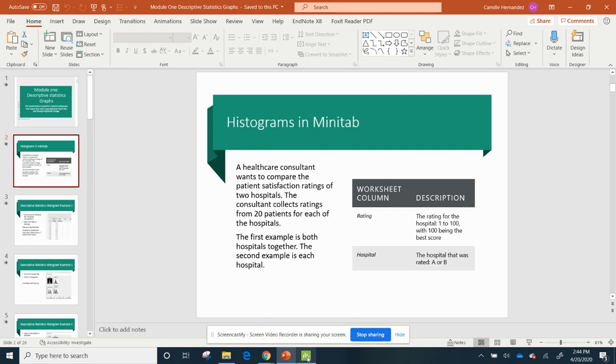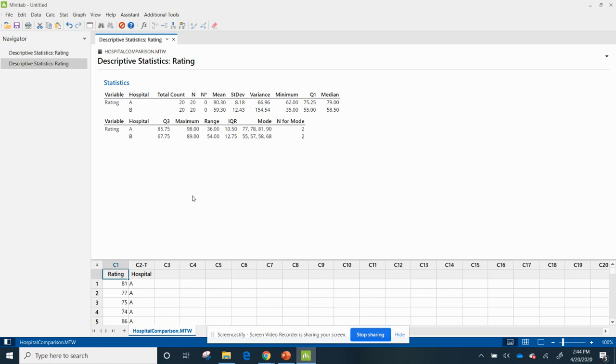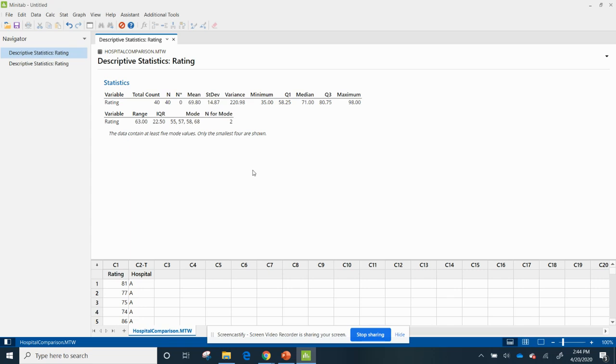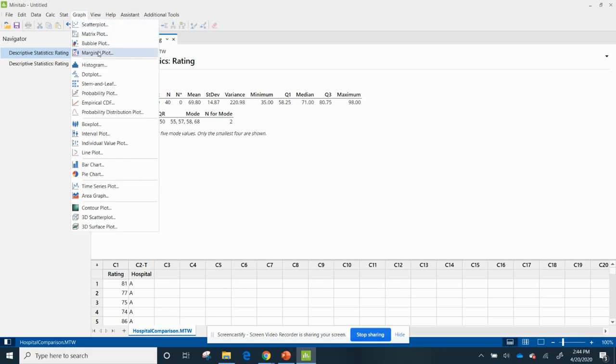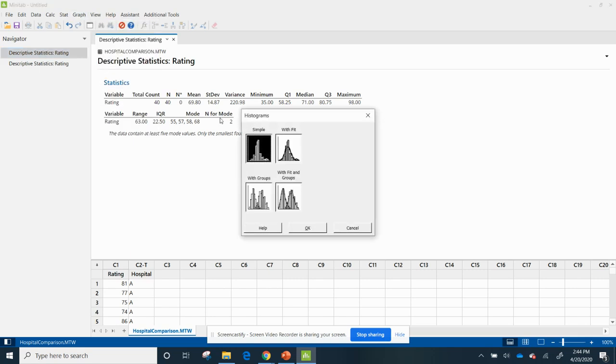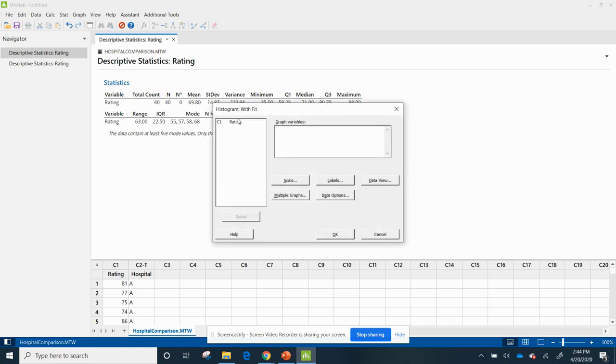So here I go. So I'm going to go to Minitab again. So say I'm going to do it for both of them. And remember, here are my statistics for both of them. I still have them in this Minitab sheet. So I'm going to do graph, and I'm going to do histogram, and I'm going to do with fit, and I hit OK. And then I've got rating here, and I'm going to hit rating. And I'm going to label it.